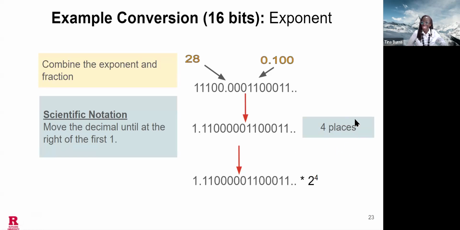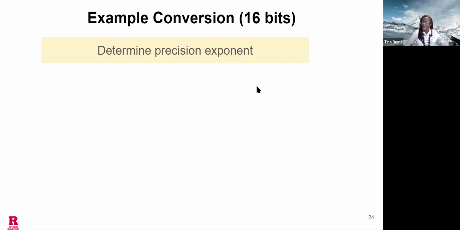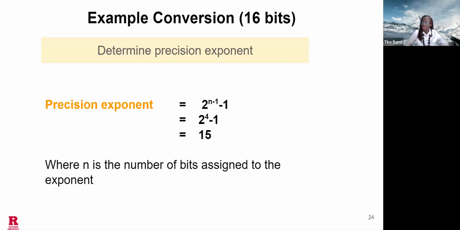And 4, again, is our exponent, right? That is going to help us get our bias. So let's go ahead and get that. Now we want to determine the precision. Now, before we were dealing with 32 bits, so we have 8 bits for the representation. This time, we only have 5 bits.